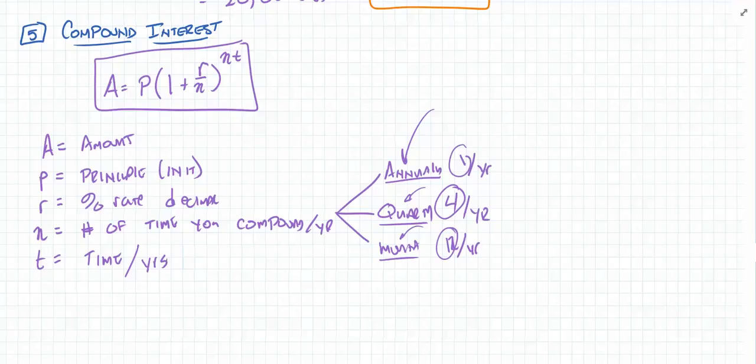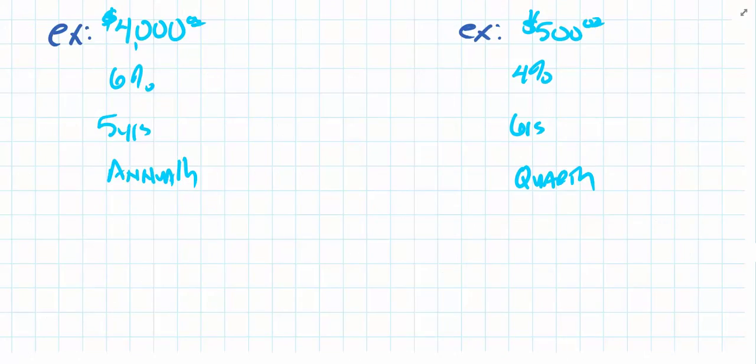Alright, let me give you some examples of how this works. Let's compare these 2 examples here. We want to compute the amount that we're going to have at the end of a certain time frame. The first example is, let's say we're going to invest $4,000 at a 6% rate of return for 5 years, compounded annually.